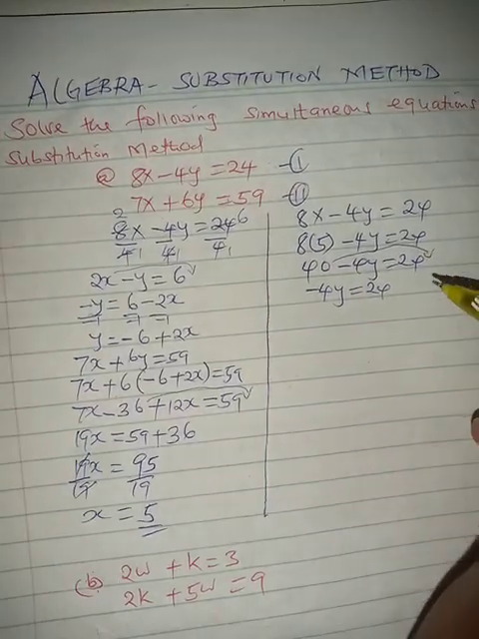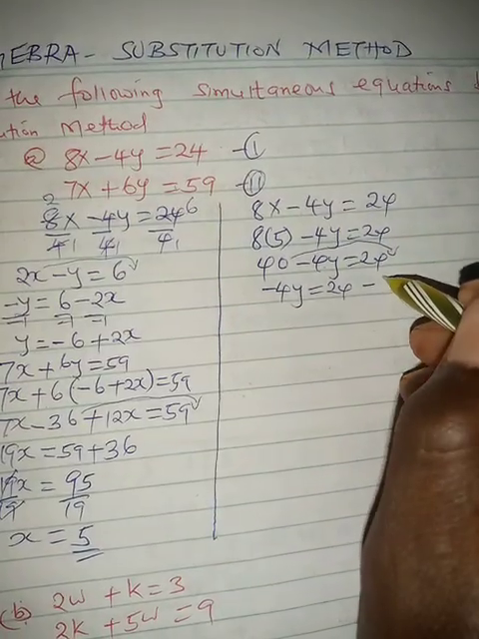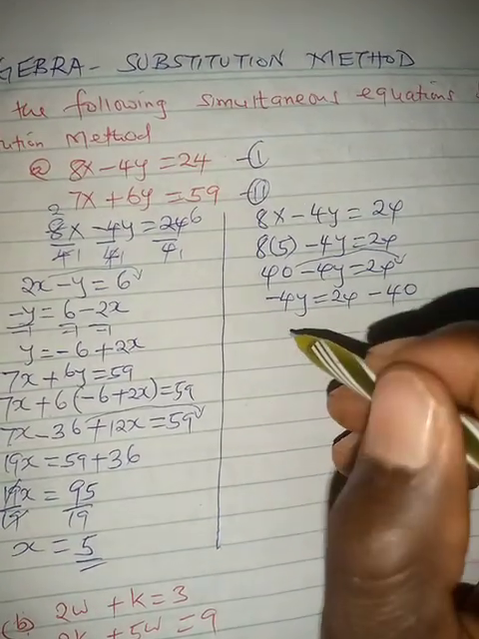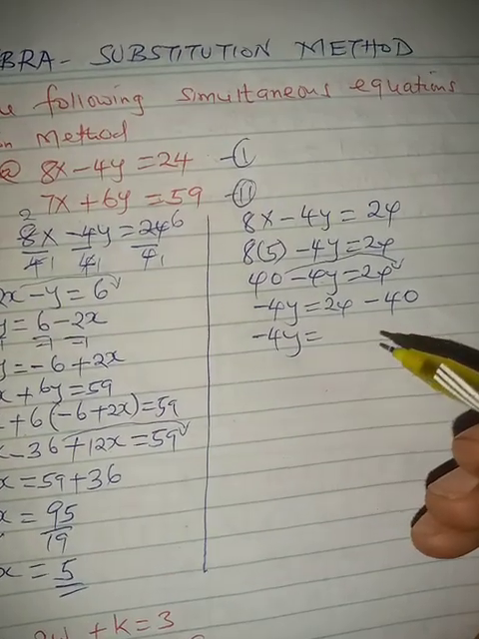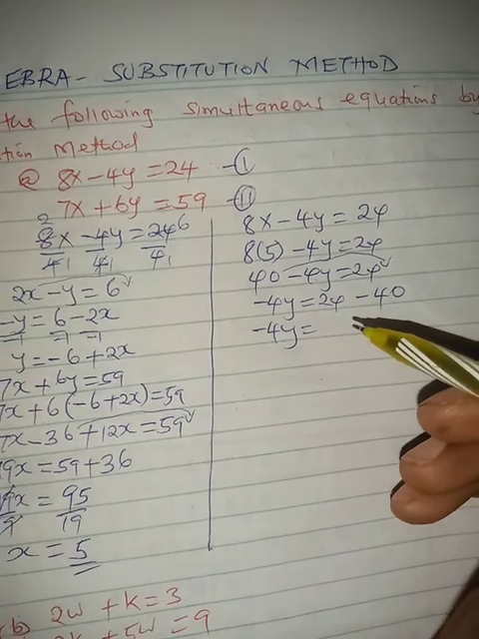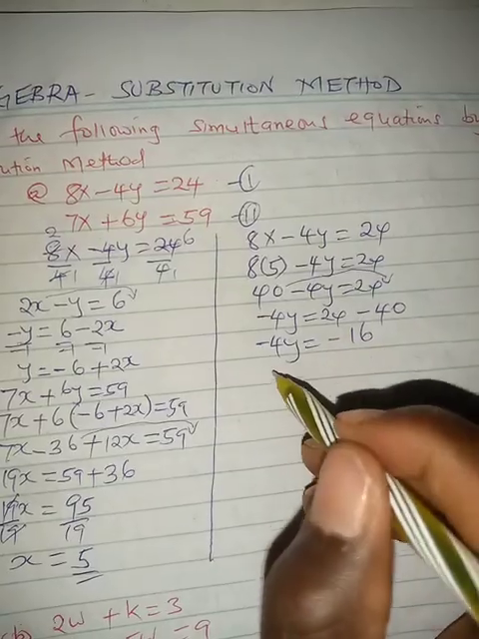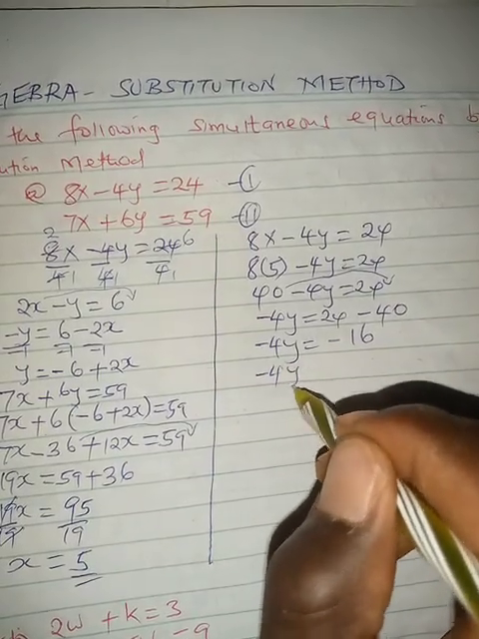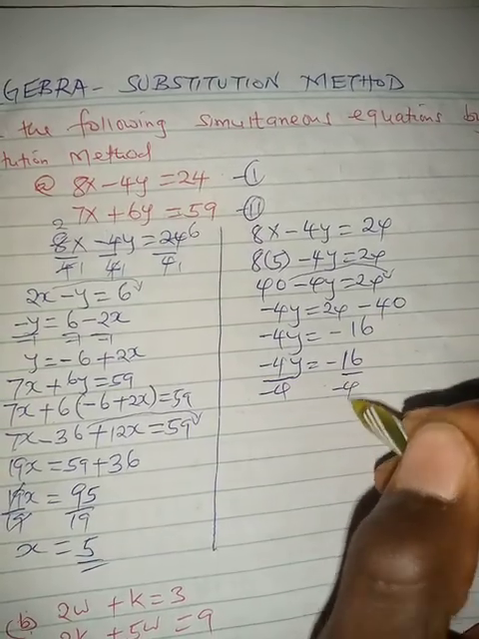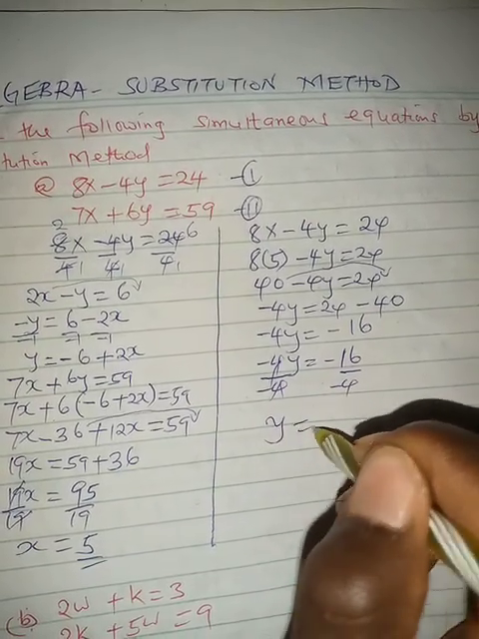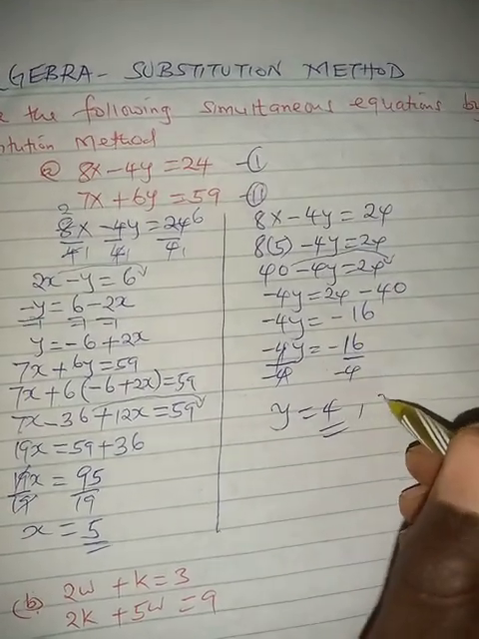And then a positive 40 crosses the equal sign, so it becomes negative 40. Such that it will be negative 4y is equals to 24 minus 40, which will give us negative 16. Here we divide by negative 4, such that our y is equals to 4, and then x is equals to 5.